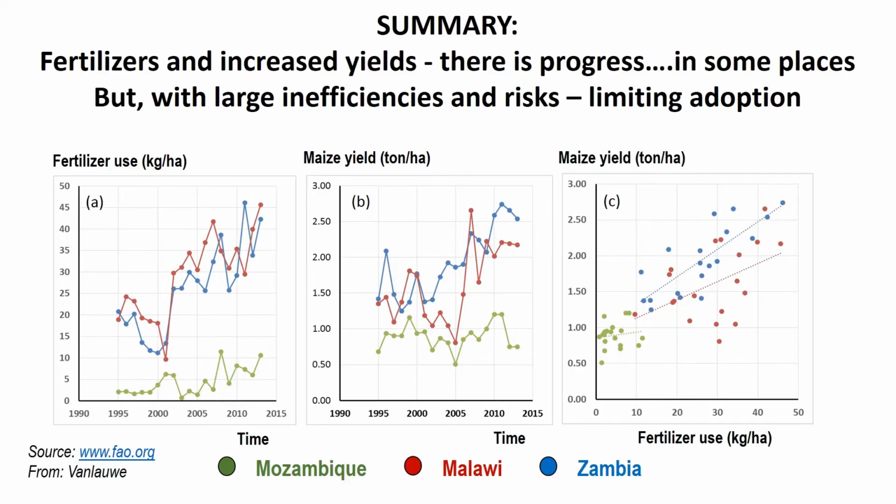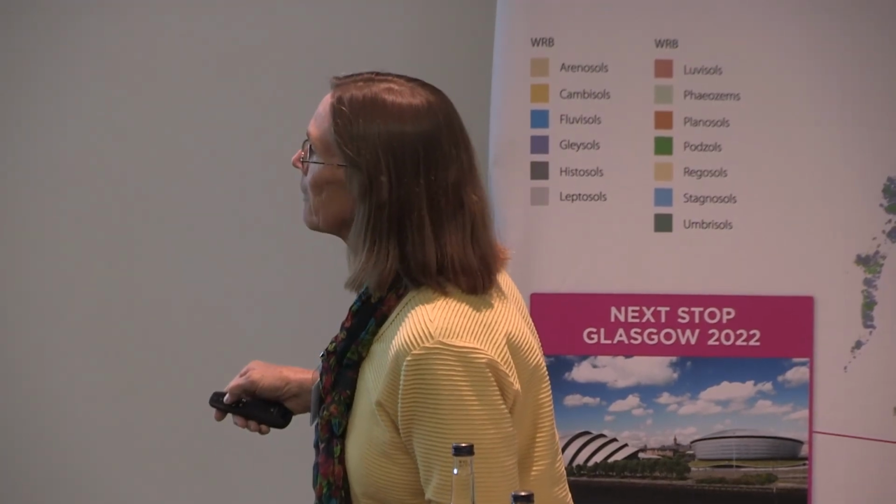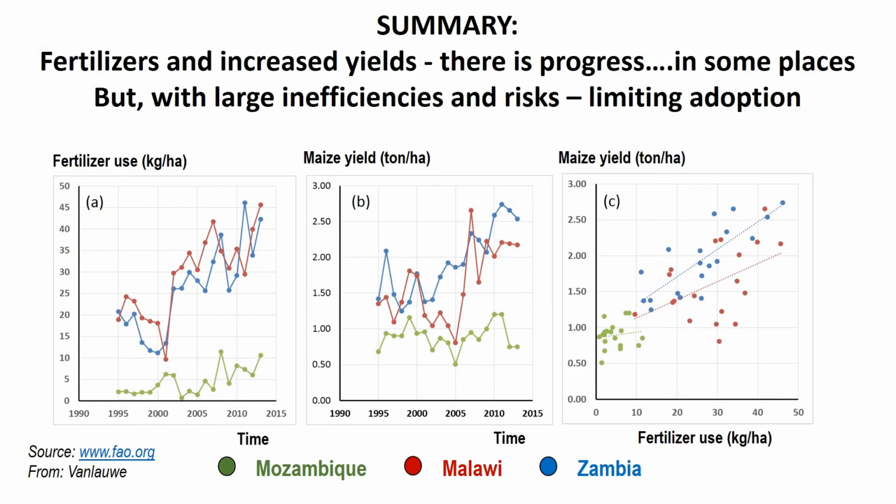So, in summary, there is progress. You have 3 countries, Mozambique, Malawi, Zambia. You have fertilizer use, 1990, and it's the last 10 to 15 years. Fertilizer kilograms per hectare, from 10 up to 50. Mozambique, nothing. Well, 0 to 10. That's not enough. Yields also going up. Malawi and Zambia. Mozambique, not really, staying around that 1 ton. You look at the curves, you're getting from that 1 to 3 that we talked about.